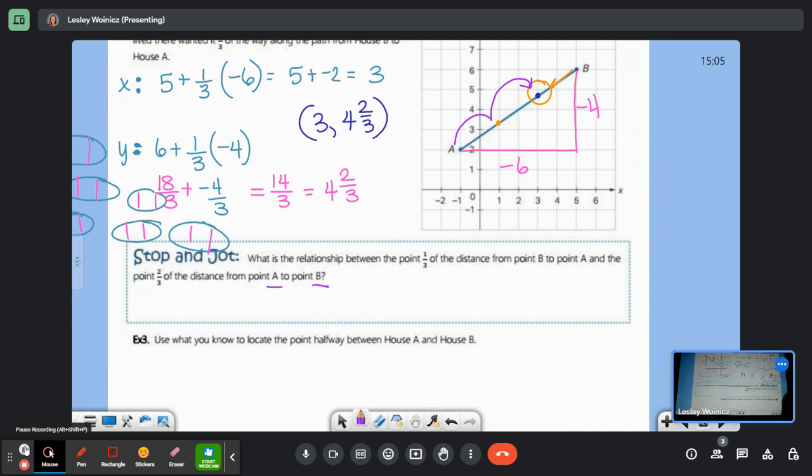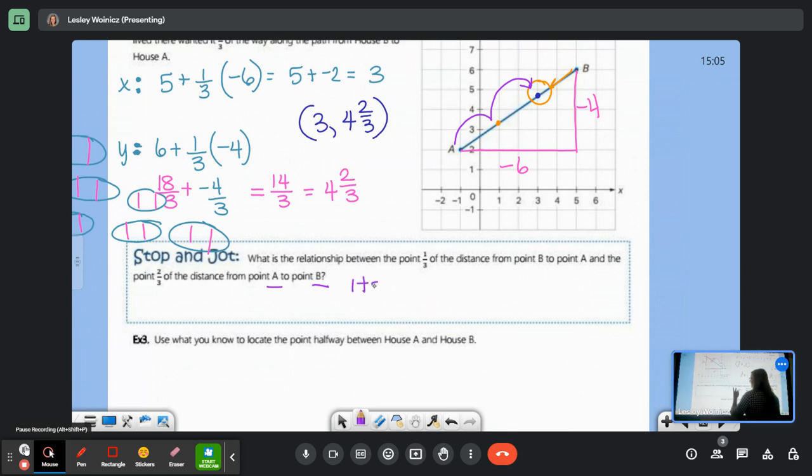From A to B is bigger. I don't know. The first one is half of the distance from A to the other one. It is the same point. Do you see it's just the same point? Yeah, it's the same point. I just didn't understand the question. Sometimes we just need to think and read. Okay, it's just the same point.